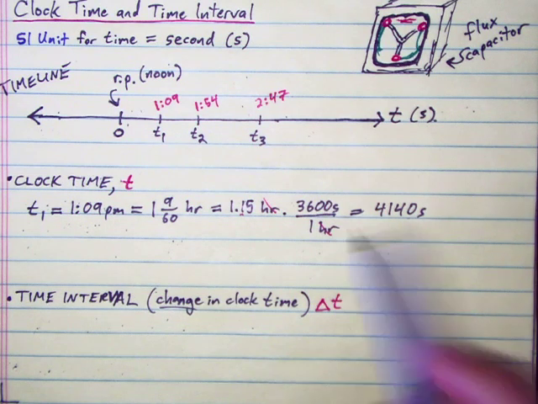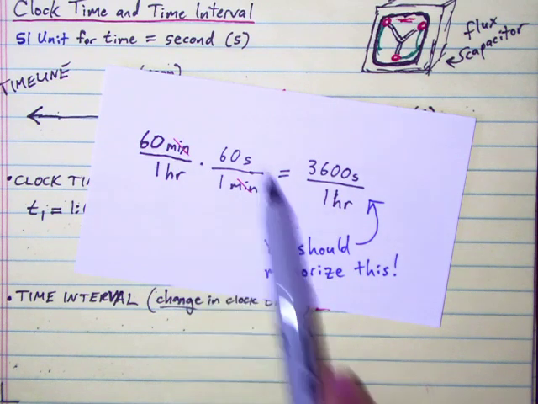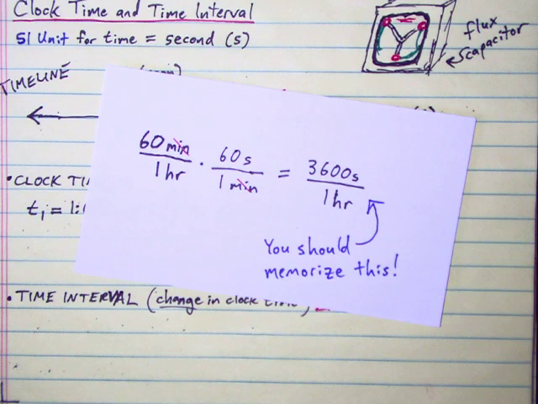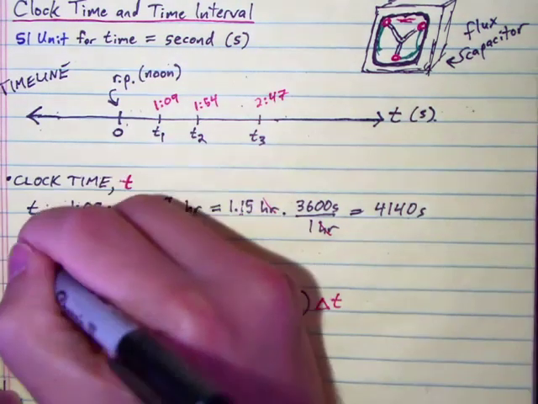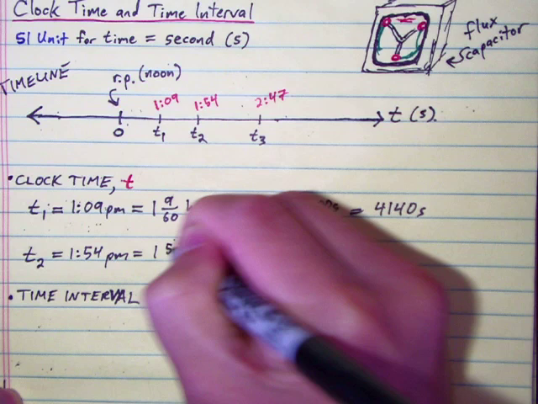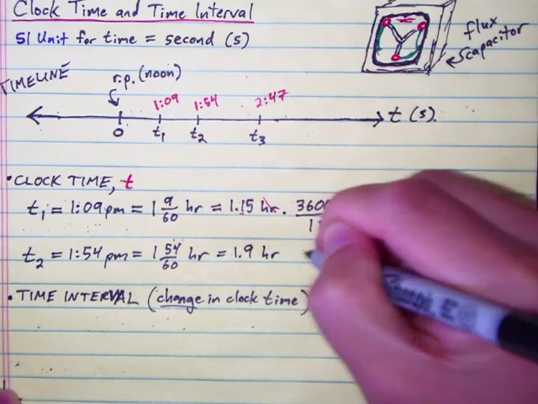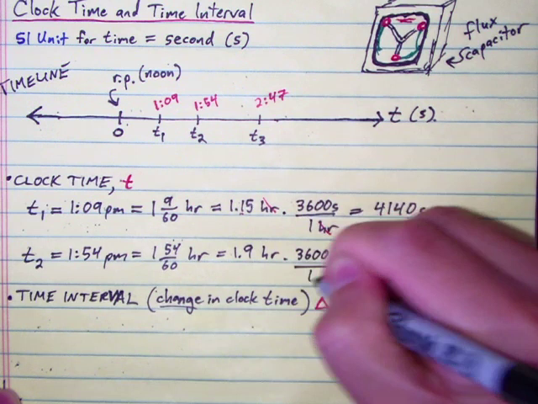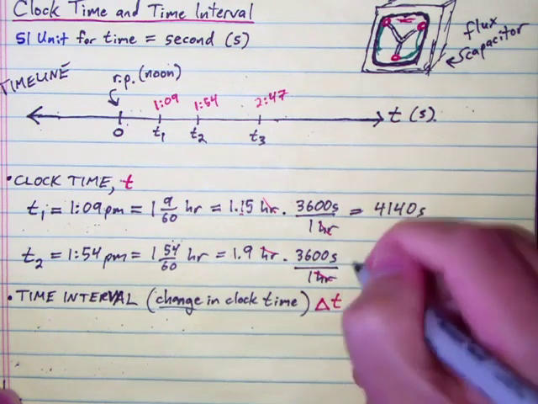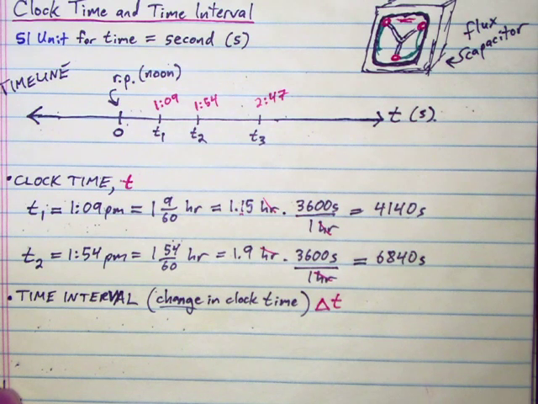How did I know 3,600 seconds was our conversion factor? Because there are 60 minutes in an hour and 60 seconds in a minute. Multiply these conversion factors together, minutes cancels minutes, and that tells us 60 times 60, 3,600 seconds in 1 hour. This is a conversion that comes up a lot, useful to memorize. Okay, how about that second event, T2 at 1:54 p.m.? In other words, 1 and 54/60ths of an hour after noon. Convert that to a decimal, 1.9 hours. To convert that to seconds, we multiply by our conversion factor. Hours cancels hours. There's 3,600 seconds in an hour. 1.9 times 3,600 tells us 6840 seconds after noon is when the Spanish teacher sets off the fire alarm.